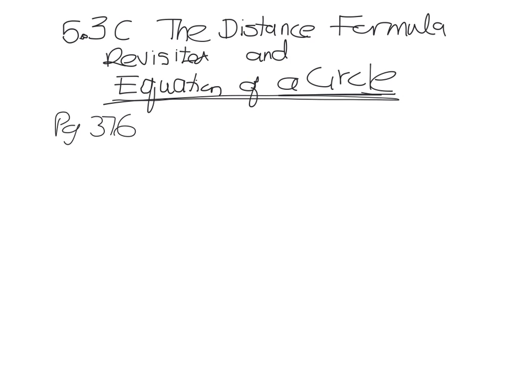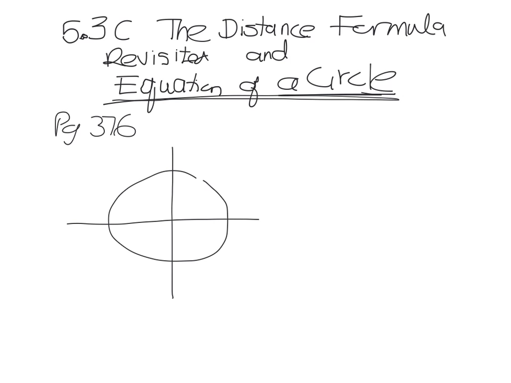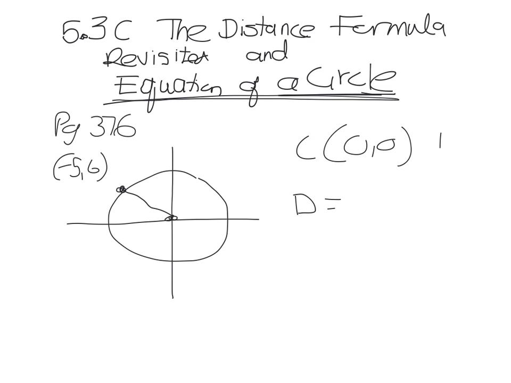And we're going to use it to find the radius of a circle that's on the coordinate plane. So if the center of that circle is 0, 0, and say we know that one point on the circle is -5, 6, then I want to use the distance formula to figure out the radius of the circle. So one point is -5, 6, and we're going to do the distance formula.